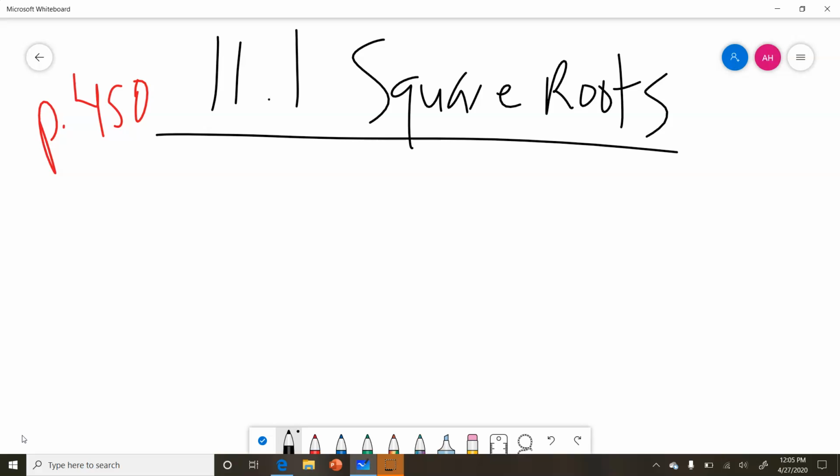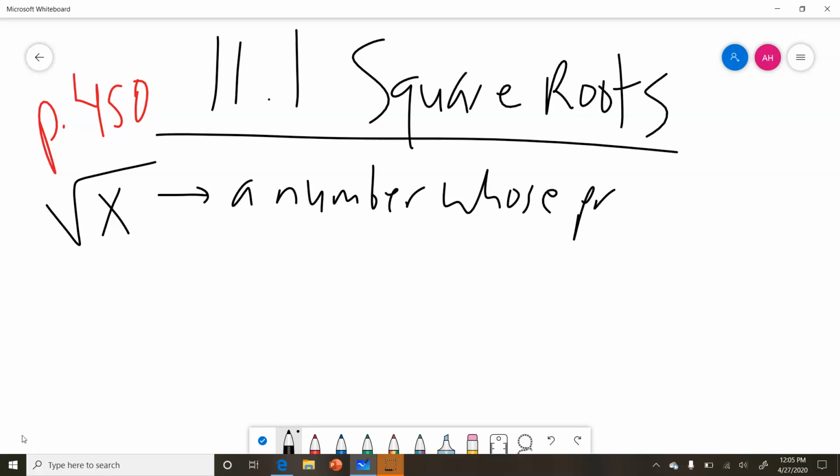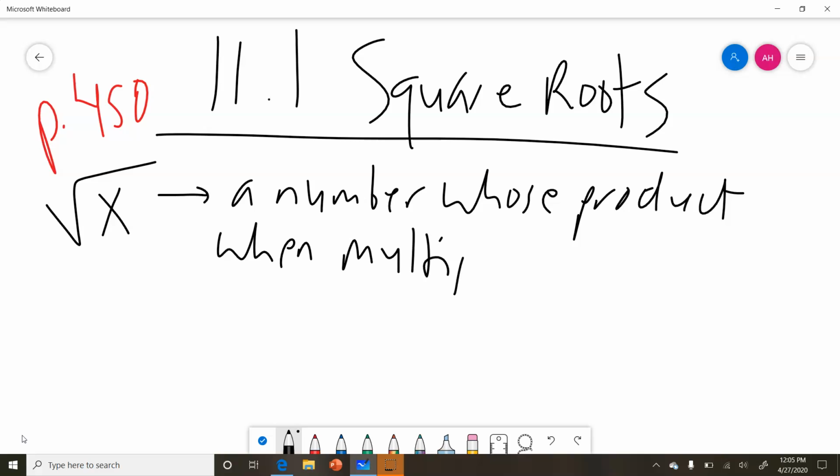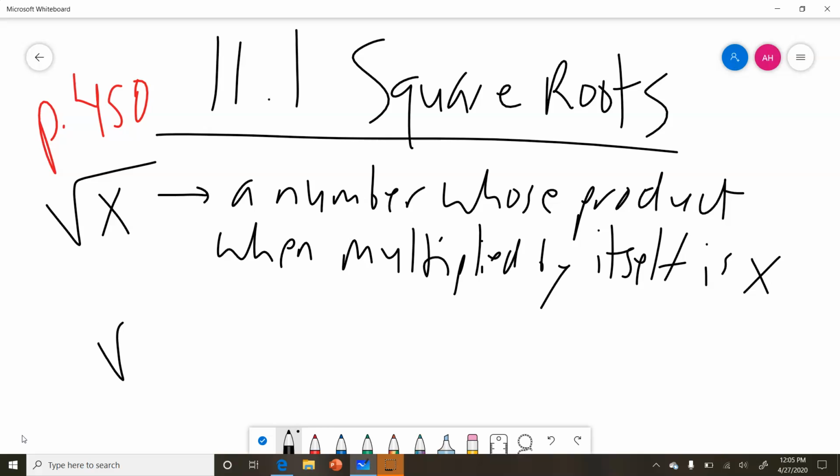So the definition here of a square root. When we have this symbol, if you remember that, the square root of x means it is a number whose product, when multiplied by itself, is x. Okay? So for example, if you guys remember this, the square root of 36 is 6.